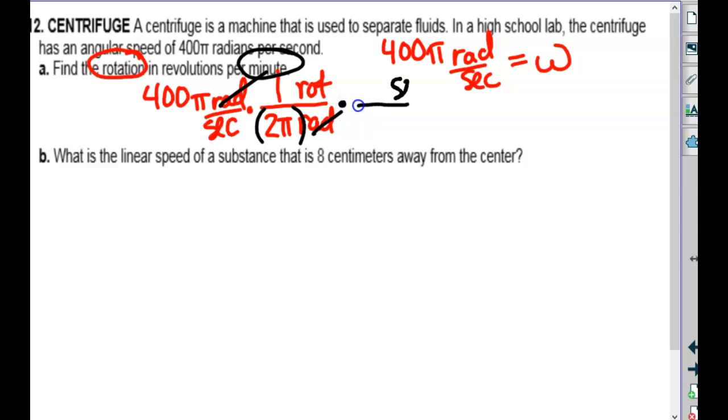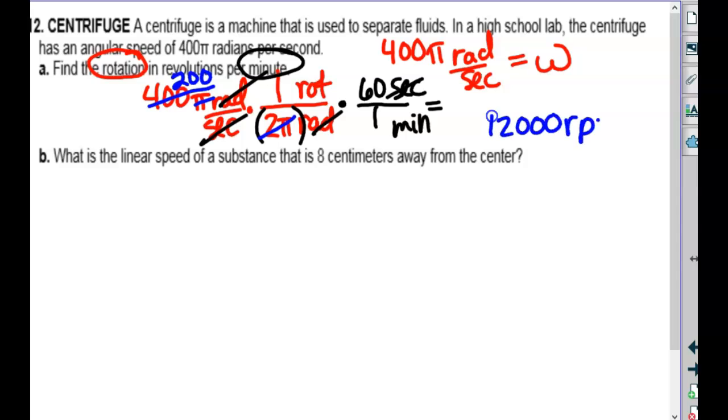So seconds goes on the top. Minutes, I'm looking for, what am I going to put there? 60 seconds is 1 minute. Seconds divides away. Like Martin said, we can divide this so that we don't have to type the pi in the calculator at all. 2 pi goes into 400 pi 200 times. So 200 times 60 should be 12,000 RPMs. Did anybody get that?